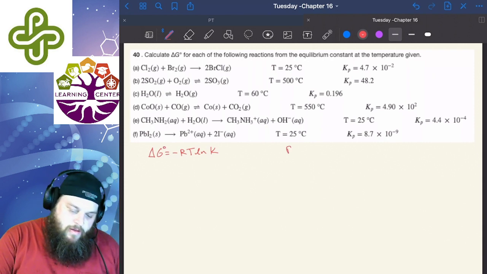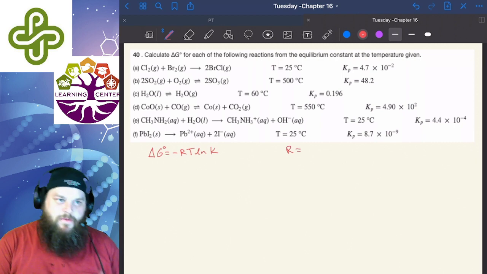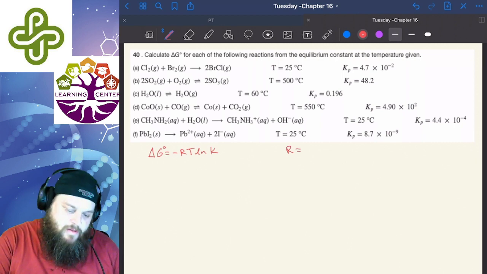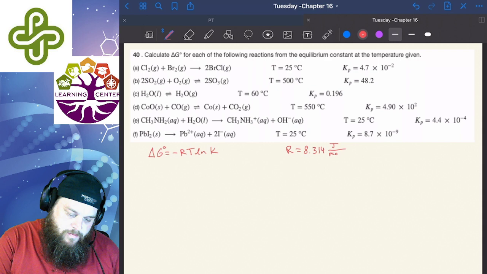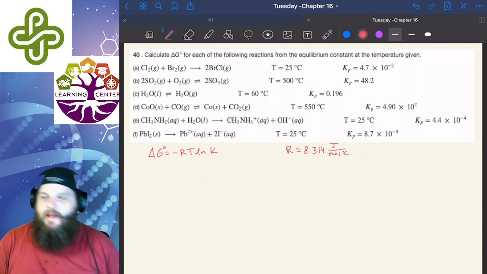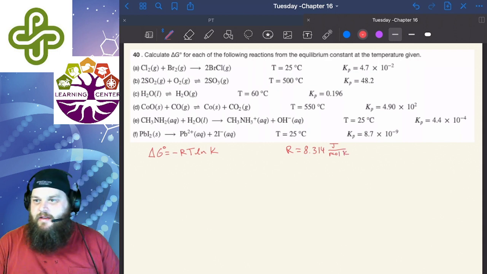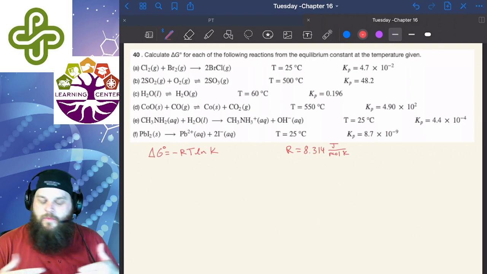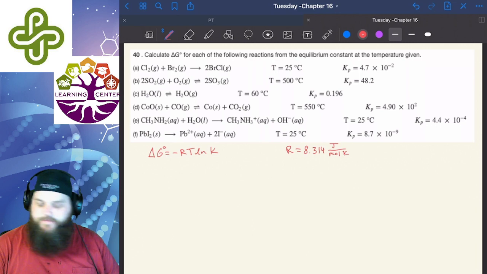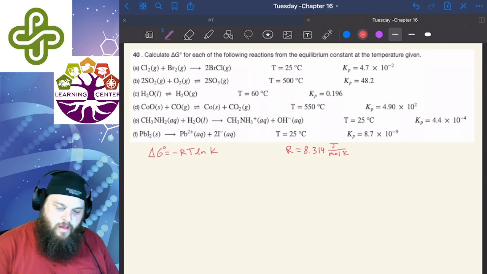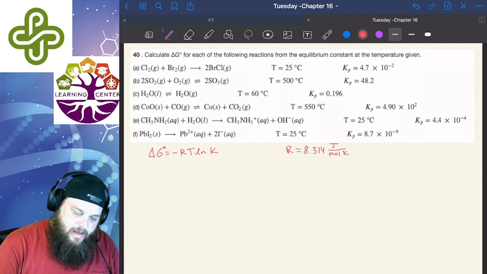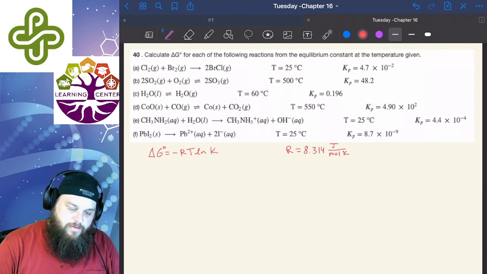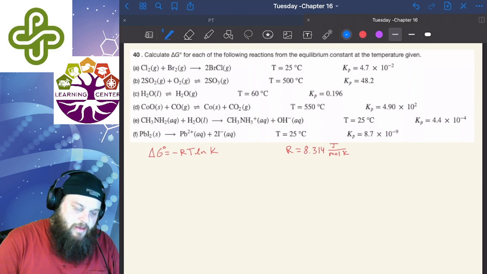And R in this case is equal to the more physics version of R in joules. So that would be 8.314 joules per mole Kelvin. The one we use for the gas law is really just in atmospheres and liters instead, because a pressure times a volume is going to give you energy. So in this case, we have joules per mole Kelvin for R, and we can then use that to calculate it.